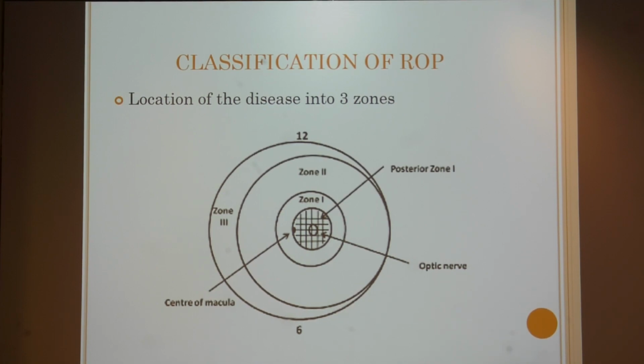When we give anti-VEGF injections, the ROP regresses in early phases, but late recurrences are very common because of this persistent avascular zone. So we should observe the babies till the retina matures completely so that the late recurrences can be avoided. Thank you so much.